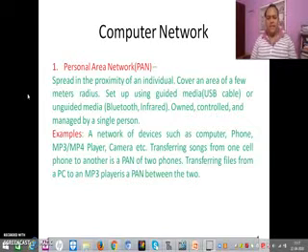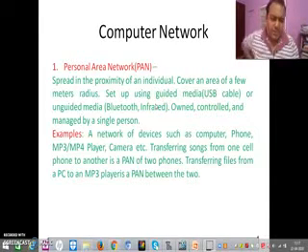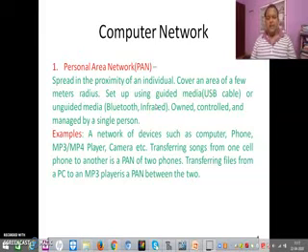It is spread in the proximity of an individual, meaning it depends on the individual how they are using their personal area network. It only covers a few meters of area. As an example we can take Bluetooth or Wi-Fi hotspots. For setting up using guided media, we can use a USB cable, and we can also use Bluetooth, infrared or Wi-Fi hotspots as unguided media. It is owned, controlled, and managed by a single individual.